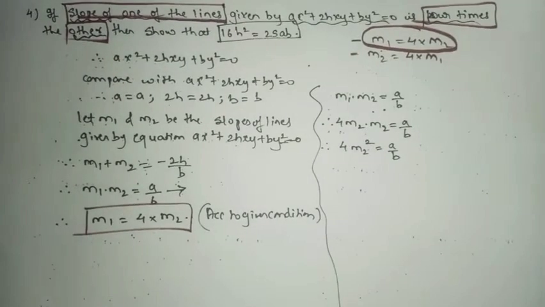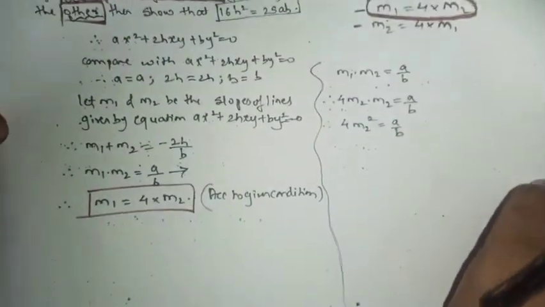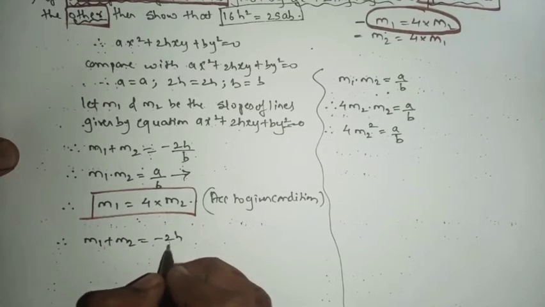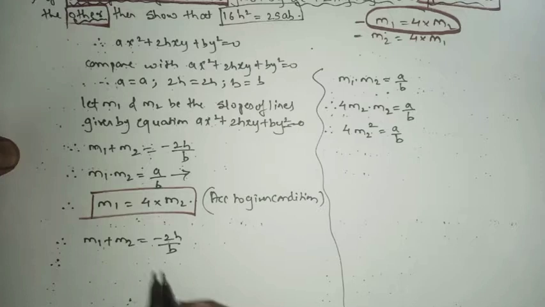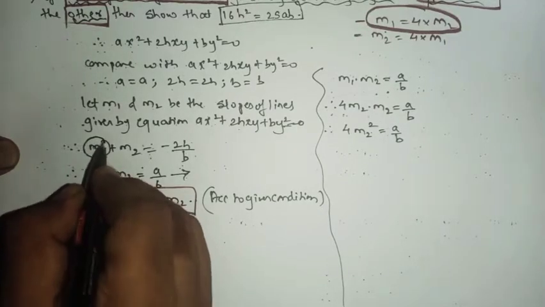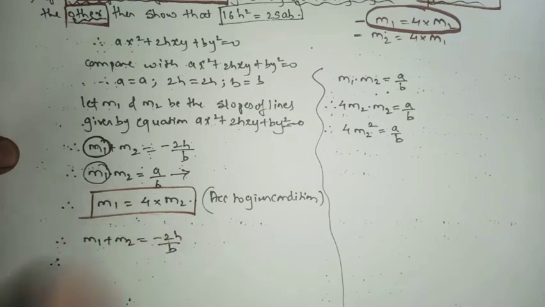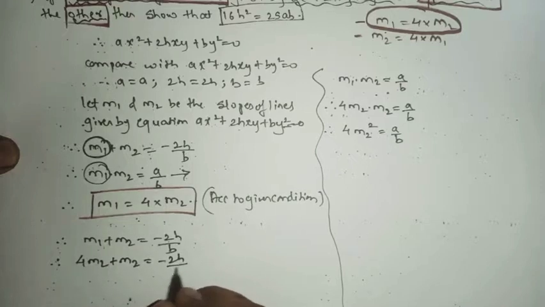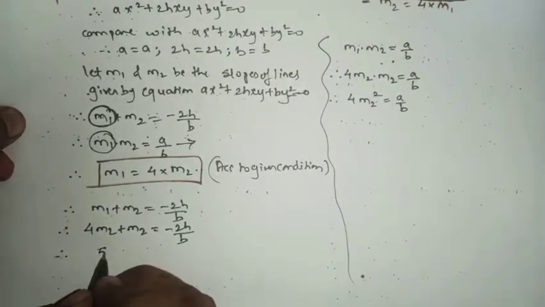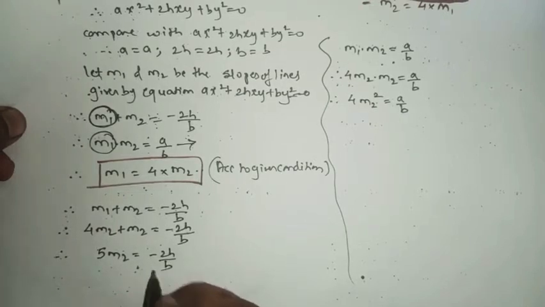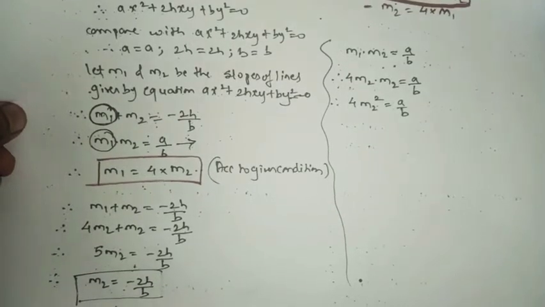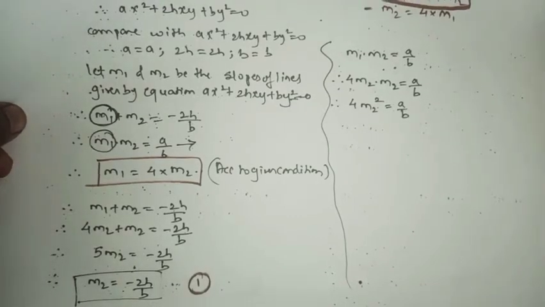Now, as we have m1 plus m2, that is minus 2h upon b, in place of m1, wherever you see m1, you will replace m1 by 4 times m2. So here 4 times m2 plus m2 equals minus 2h upon b, yes or no. So this will be 5 times m2 equals minus 2h upon b. So therefore m2 equals minus 2h upon 5b. Got the point? Now I will call this equation 1.